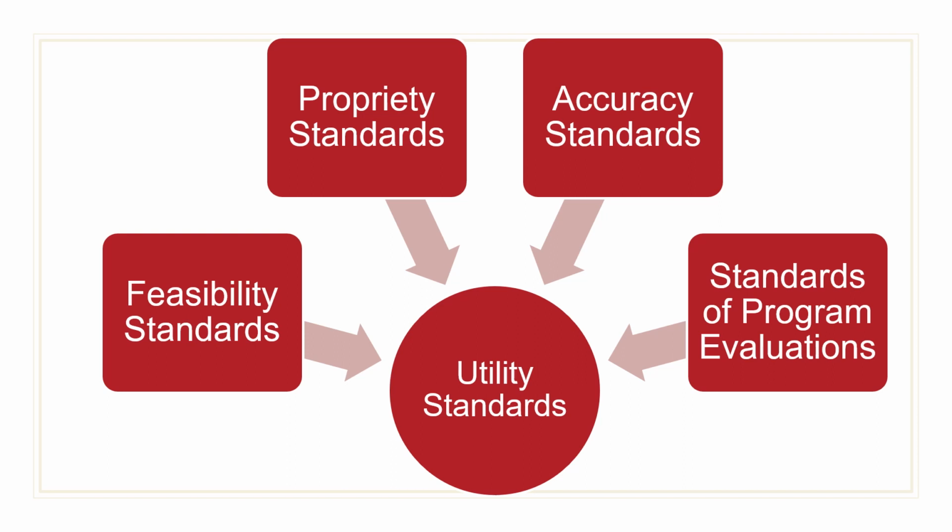Utility standards intend to ensure that evaluation will serve the information needs of the users. These include stakeholder identification, evaluator credibility, information scope and collection, values identification, report clarity, report timeliness and dissemination, and evaluation impact. Feasibility standards intend that an evaluation will be realistic, diplomatic, and frugal. These include practical procedures, political viability, and cost effectiveness.